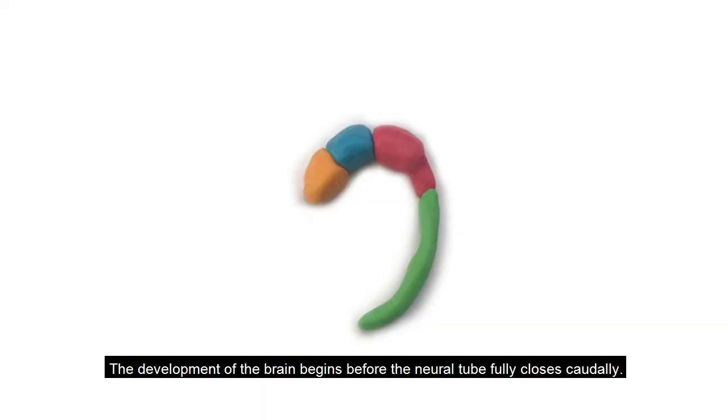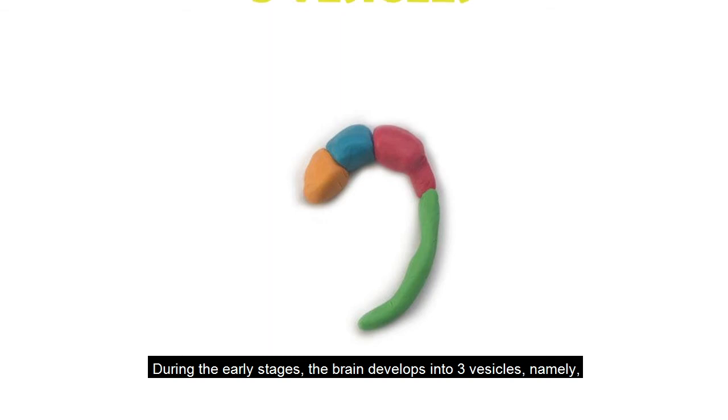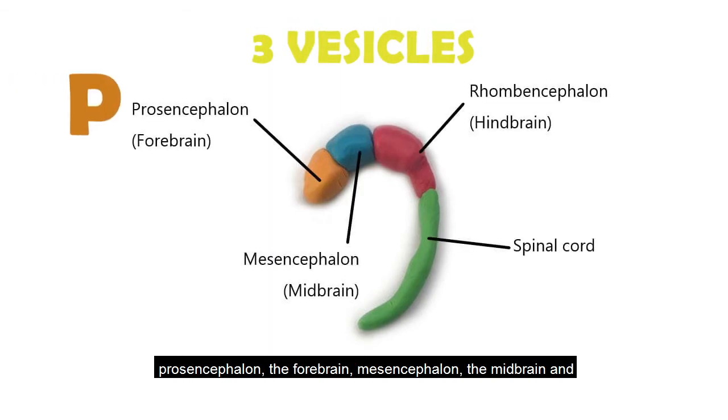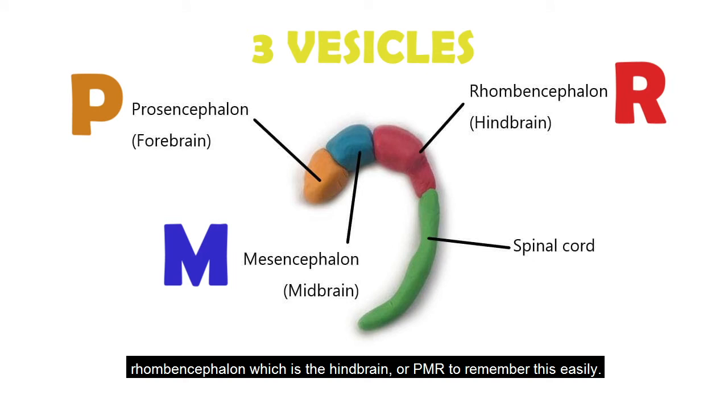The development of the brain. The development of the brain begins before the neural tube fully closes caudally. During the early stages, the brain develops into three vesicles, namely prosencephalon, the forebrain, mesencephalon, the midbrain, and rhombencephalon, which is the hindbrain, or PMR, to remember this easily.